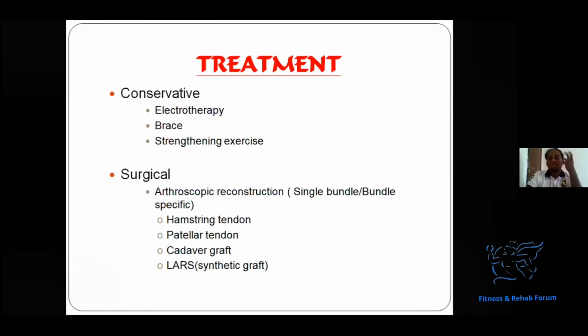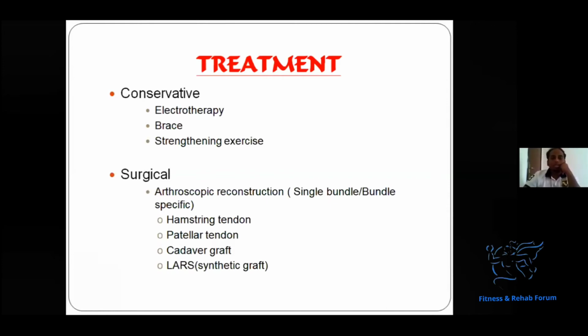And in a few cases, like grade 2 injury, for those players who don't want to go for surgery, we can give them some brace and wait for some time. And of course the strengthening exercises, whether they go for surgery or not, you have to start strengthening immediately. And taping or whatever is considered treatment, it's an option, we can do it.